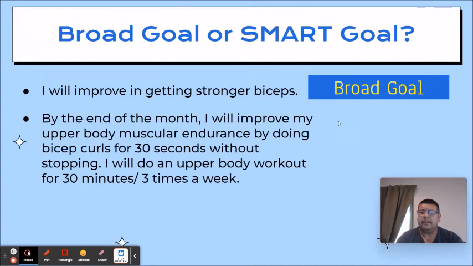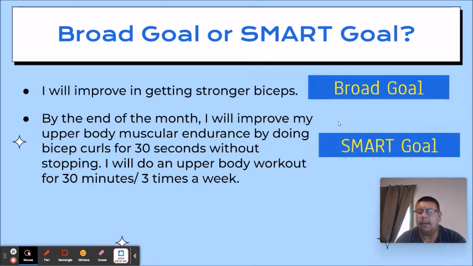But what about this goal right here? By the end of the month, I will improve my upper body muscular endurance by doing bicep curls for 30 seconds without stopping. I will do an upper body workout for 30 minutes 3 times a week. What do you think that is? A broad goal or a SMART goal?